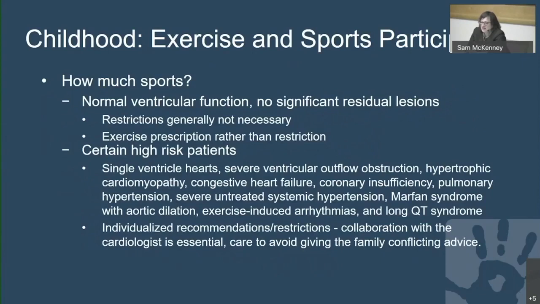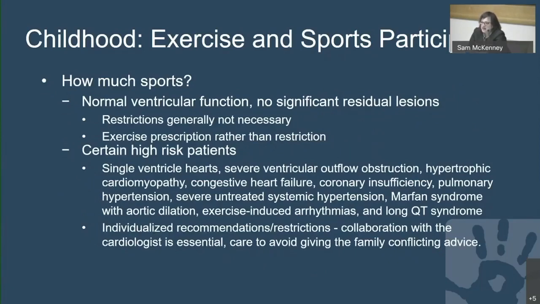So in general, I think children who have normal ventricular function and no significant residual lesions, so their heart is mostly corrected or left only with a very mild, perhaps valve issue, generally restrictions are not necessary, and in fact, exercise prescription rather than restriction is actually the move.